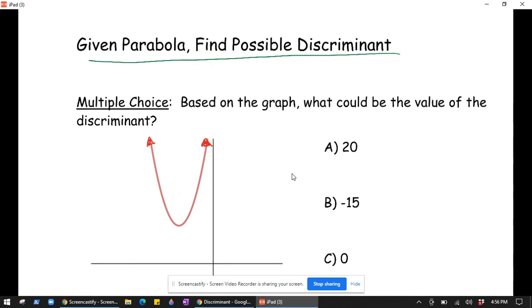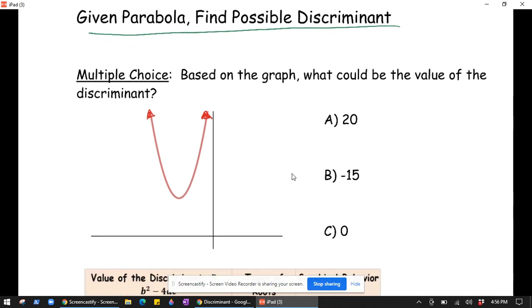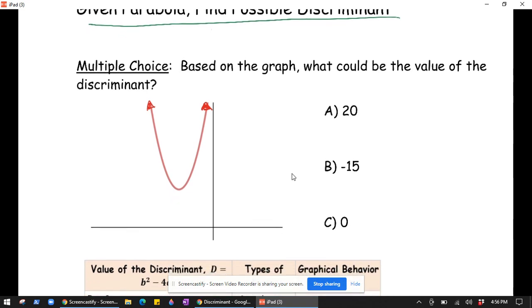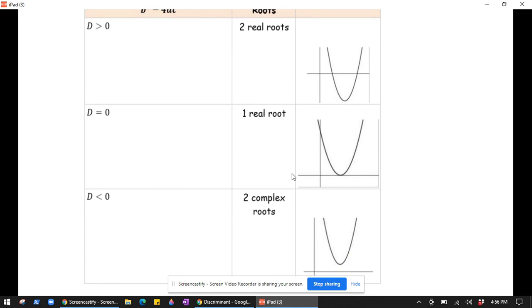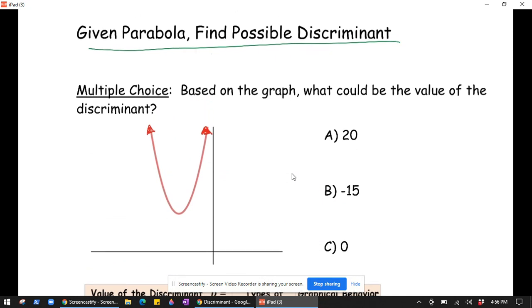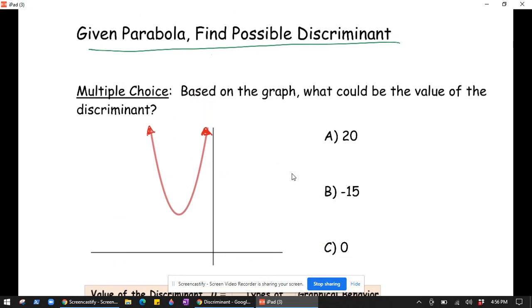And assuming you've done that, we can circle the right answer. I inserted a little cheat sheet here to remind us that when the discriminant is less than 0, that is when you get a parabola that has no x-intercepts. So the only option here that has a negative discriminant is B. So that must be our answer.